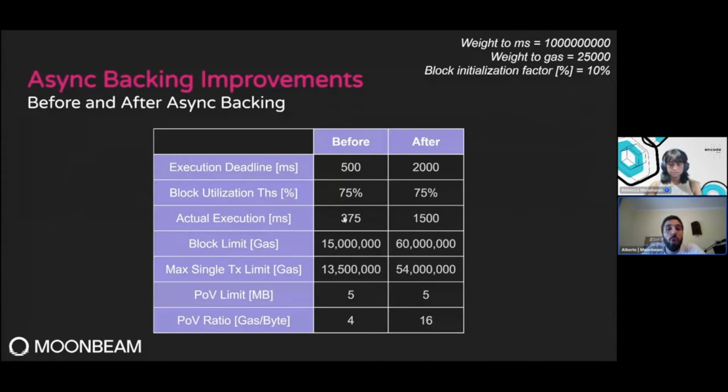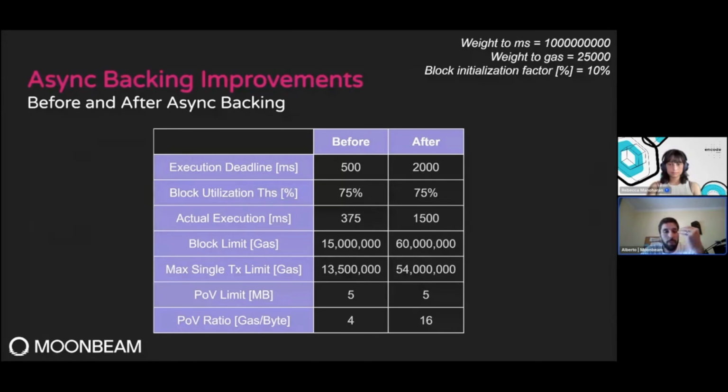If you correlate these two values to gas, 500 milliseconds referred to 15 million gas units. There are some constants here at the top right if you're interested in learning more. And this means that a single transaction, a single execution, could have 13.5 million gas units. After async backing, you have 54 million gas units per single transaction.